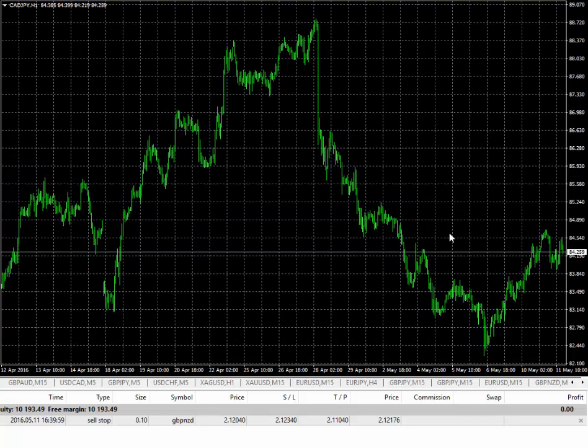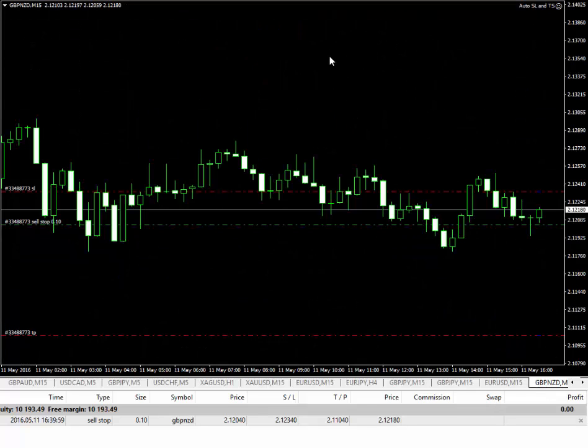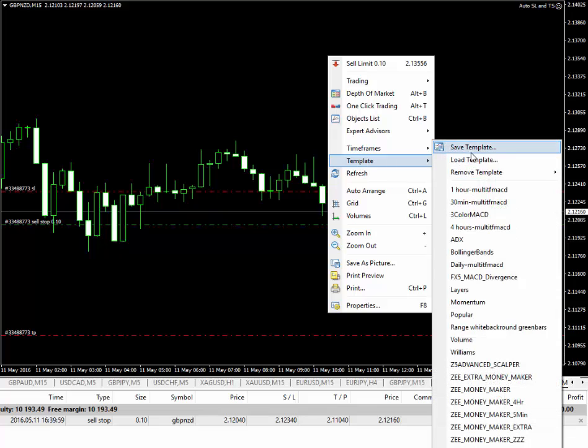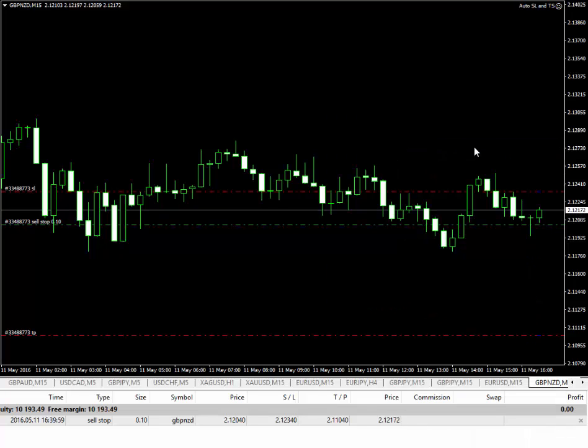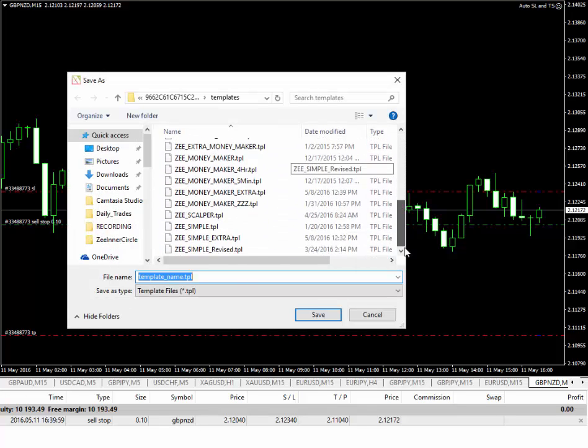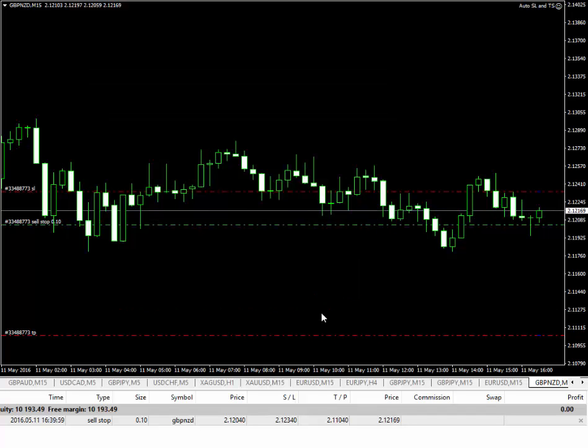Oh, by the way, what you can do once you've done that, right click and go to template and save template. Okay, and then give it a name. I will give it a name, trailing stop, auto stop loss and trailing stop. That means it's going to place your stop loss automatically, plus it's going to place your trailing stop automatically, and then you save it. Now you have saved it.